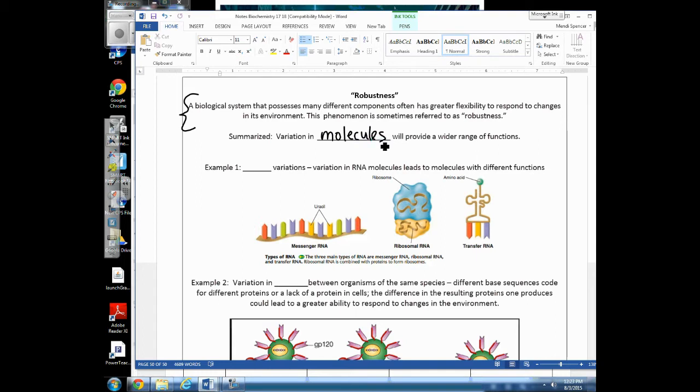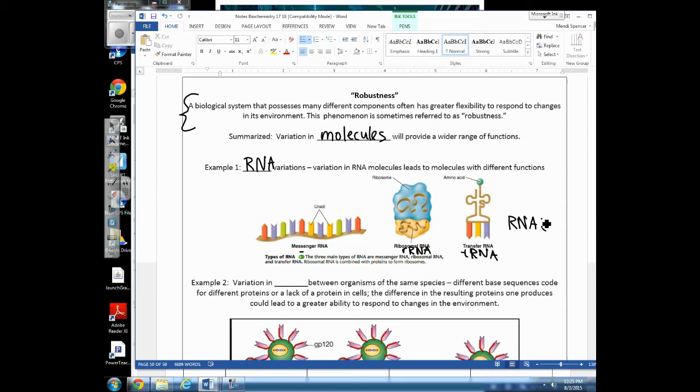So here's a couple examples. First, we discussed that there's variations in RNA. There's 4 types: messenger RNA, ribosomal RNA, transfer RNA, and RNAi. And the I stands for interference. Each one of these different molecules performs a different task for the cell. If a cell didn't have each of these 4 types of RNA molecules, it wouldn't be able to function as efficiently as a cell that does. A cell that has these 4 different types will be able to respond better to changes in the environment. And that is what we mean by robustness, having a greater flexibility to respond to changes in the environment.